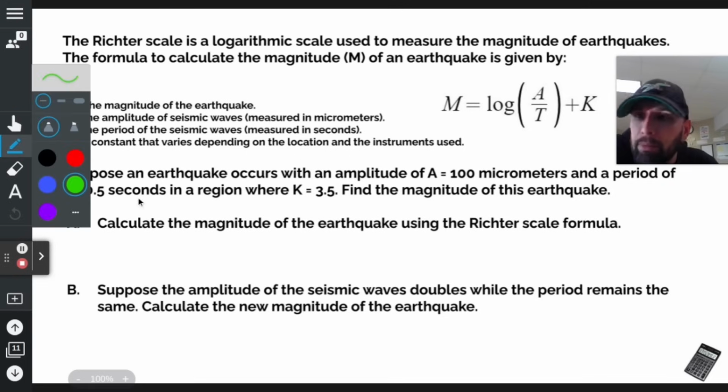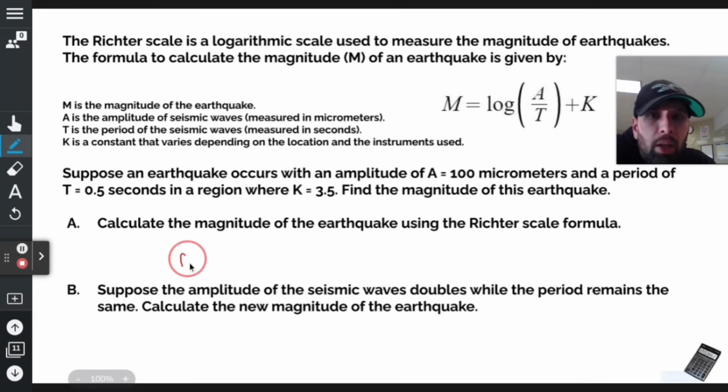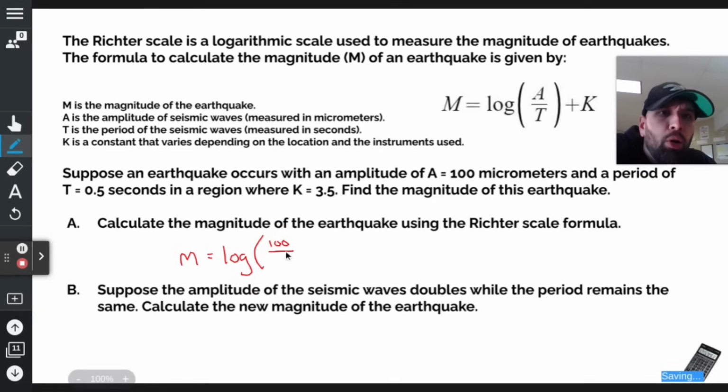You're just going to plug stuff in. M equals log base 10, that's what regular old log stands for, log base 10 of A, which is 100, over T, which is 0.5. Figure out what that is, plus 3.5. Type that in your calculator.